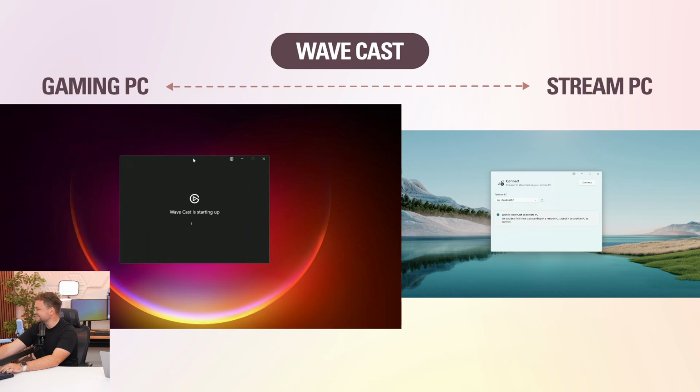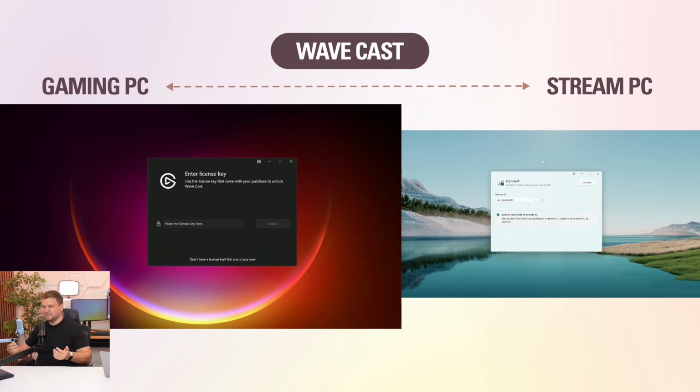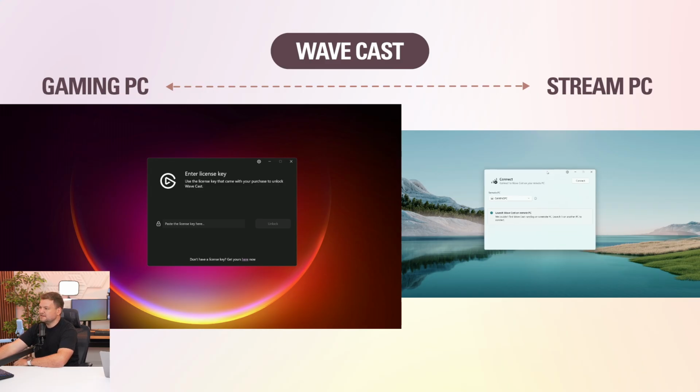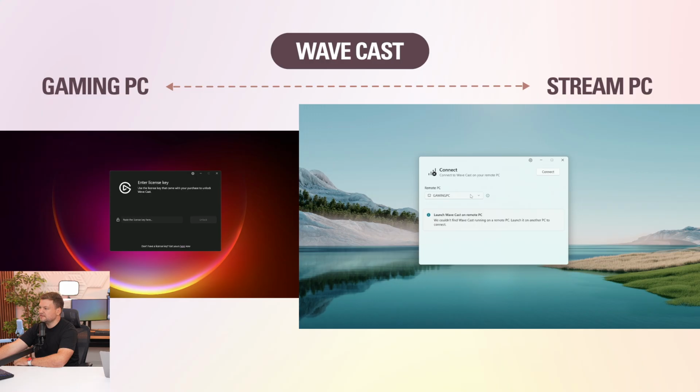All right, so what you do with this is, first of all, you install Wavecast on both of your computers. It's really that simple. You just install it on both of your computers, and when you purchase it from Elgato Marketplace, you'll get a license key. You input that key on just one of the computers that you're using, which is primarily going to be your streaming PC. And at that point, you can simply hit connect. And check this out.